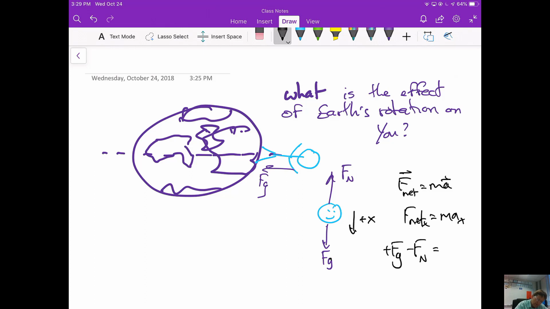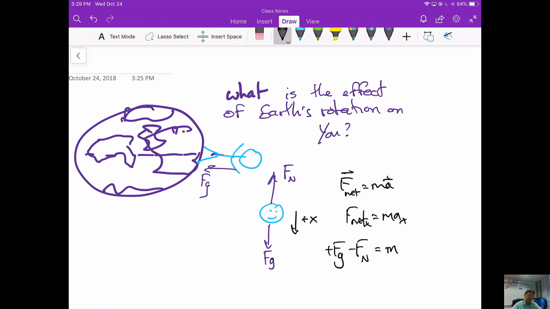Now, what do I put on the right-hand side? On the right-hand side, I put my mass, and what's my acceleration? Okay, so now I hear all of you saying g, g, g. No, my acceleration is not g. I'm not in free fall. Keep in mind that my weight is mg, but my acceleration, if I'm sitting flat on the ground and the ground is not moving, is not g, it's 0.